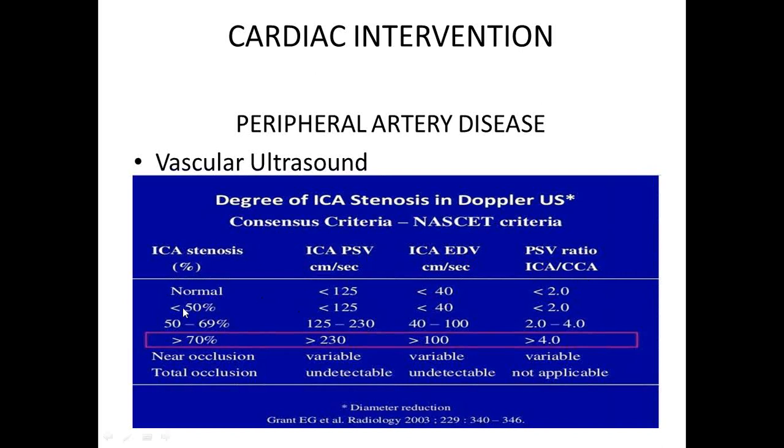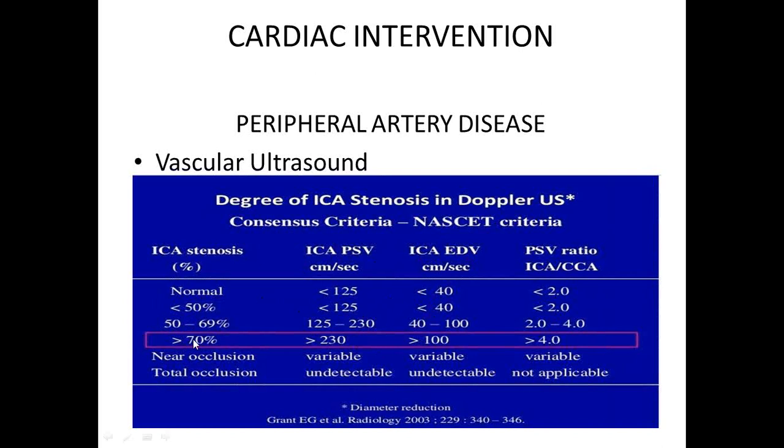For a less than 50% stenosis, your peak systolic velocity in the internal carotid artery is less than 120 centimeters per second. The end diastolic velocity less than 40, and your ratio is less than 2. Okay? For a 50 to 69% stenosis, your peak systolic velocity internal carotid artery is between 125 and 230. Your end diastolic velocity is between 40 and 100. And then your ratio of the velocity in the internal carotid to the common carotid is between 2 and 4. Okay? So that will give you a stenosis between 50 and 69%.